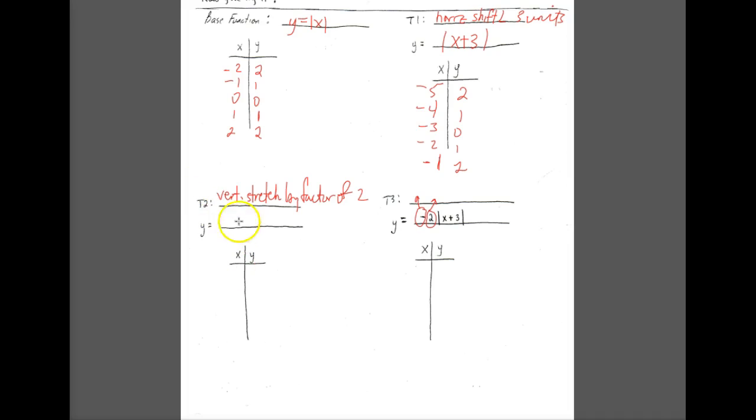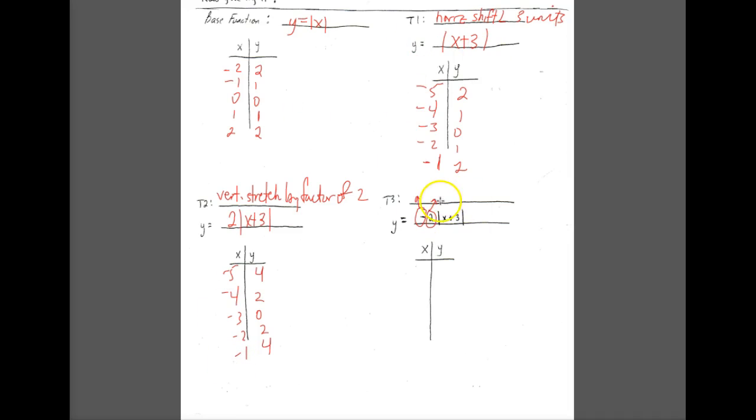And then from there, we'll write in the algebraic version of this, which would be 2 times absolute value of x plus 3. And of course, since vertical tells us that we're affecting the y values and stretch tells us that we're going to multiply, we're going to be multiplying all of our y values by 2 and keeping all the x values the same. So y values we just multiply by 2, and we keep all the x values the same. Okay.